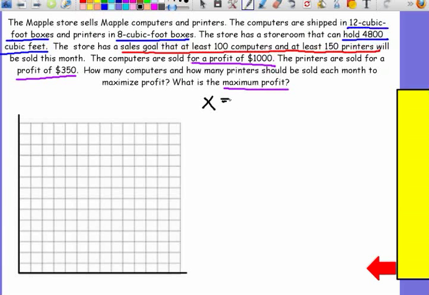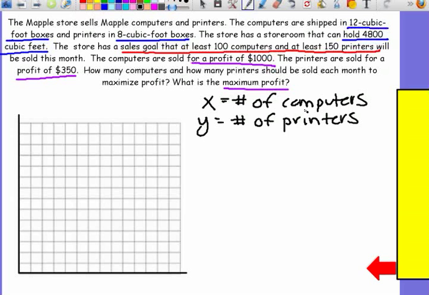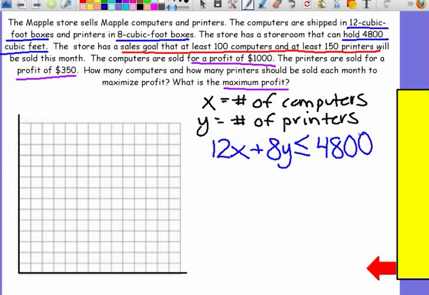X could be the number of computers that we're going to sell, and Y is the number of printers. I believe that there is going to be a constraint inequality that 12 cubic feet for each computer and 8 cubic feet for each printer has to fit in a storeroom that is not going to get any bigger than 4,800 cubic feet. So that is the limit. So it has to be less than that.